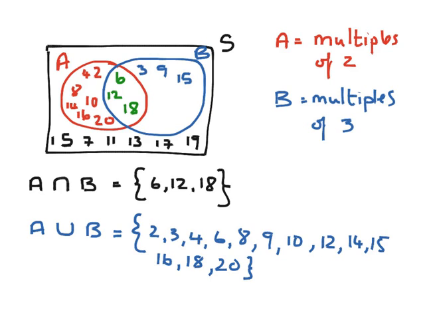So what I want you to be aware of are these two different symbols. Intersection, think of N, intersection. That's like an upside down N, you see that? And union is a U.